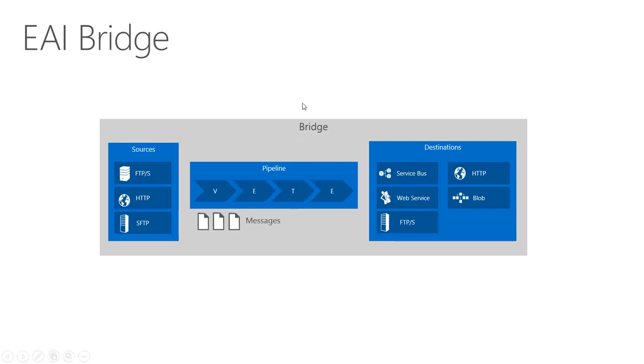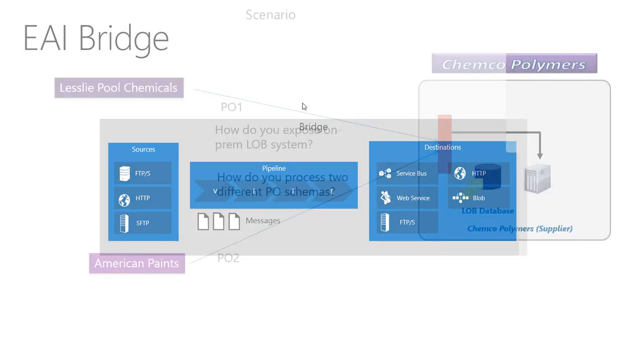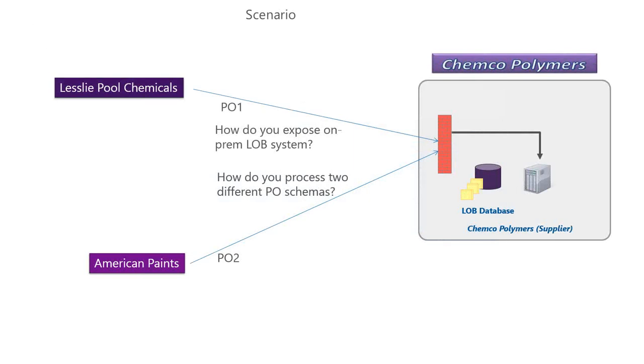But to show this whole bridge aspect, what we did is that we created a scenario in which we have 3 companies that are actually interacting with each other with messages. So it's an EAI scenario. And we have Leslie Pools and American Paints and Chemical Polymers. So Chemical Polymers has a line of business application.